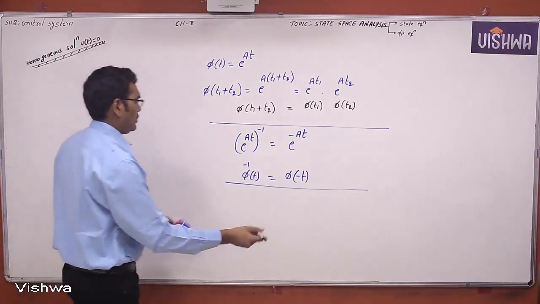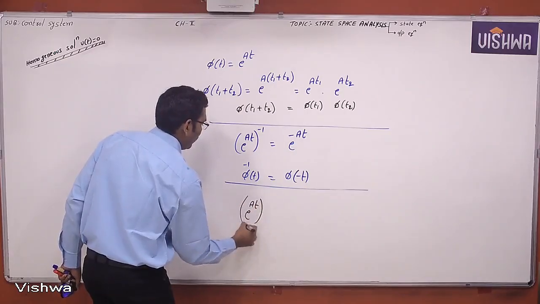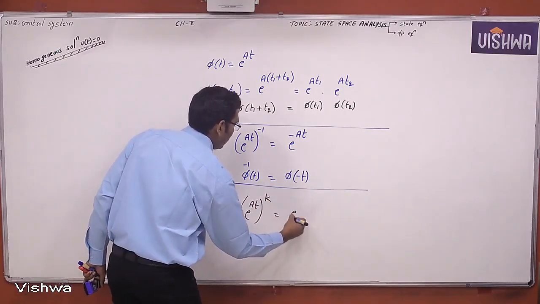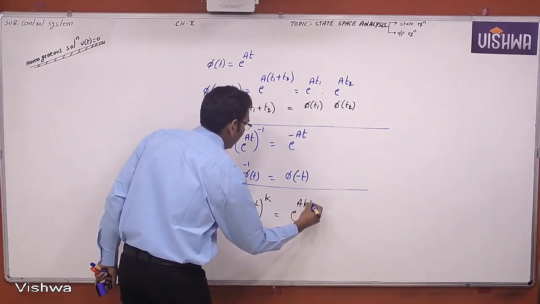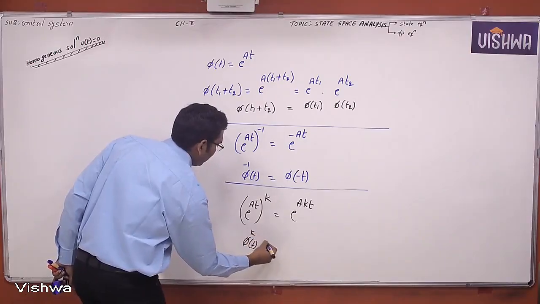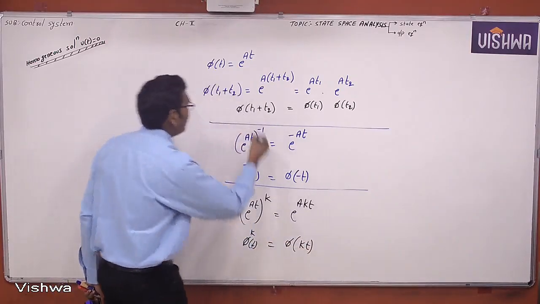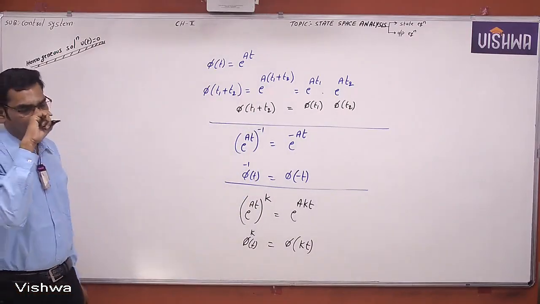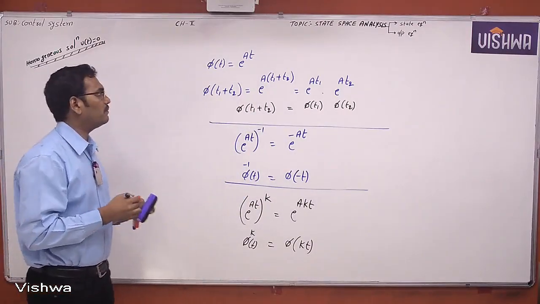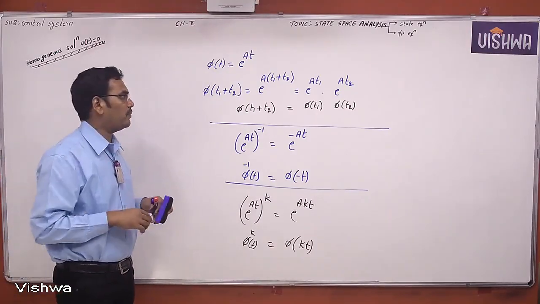And this is e power at whole power k, which is equal to e power a k t. Now this is pi of t whole power k, which is nothing but pi of kt. These are the properties of the state transition matrix. And you know that pi of 0 is the identity matrix, which we already proved.